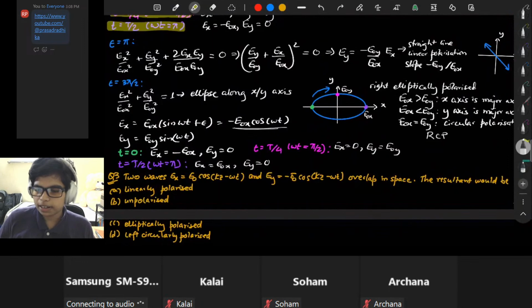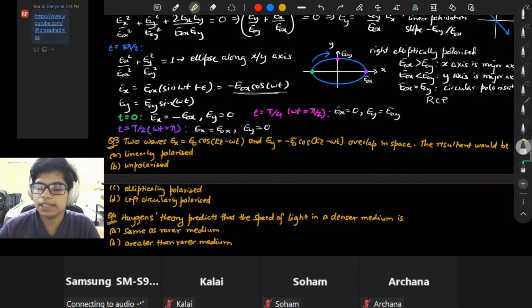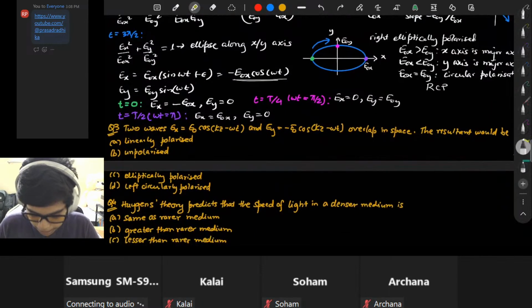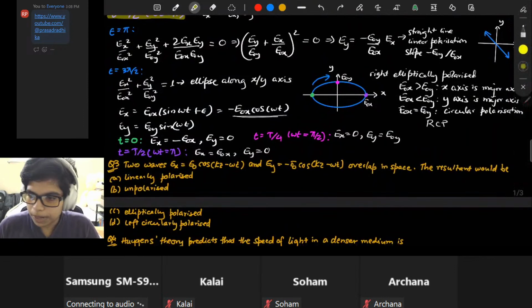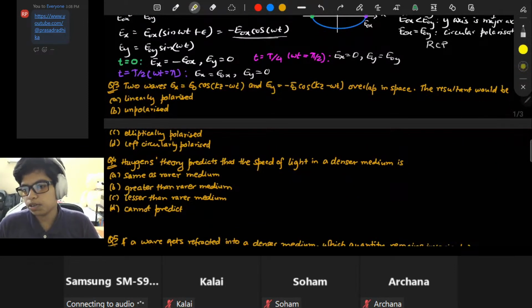Right now I've discussed this general procedure for finding the polarization, and this will be helpful to you in this next question, wherein you have to find the state of polarization given some electric fields. So let me relaunch the poll. This is the third question. Two waves, Ex equals E naught cos(kz minus omega t) and Ey equals minus E naught cos(kz minus omega t), overlap in space. The resultant would be A, linearly polarized, B, unpolarized, C, elliptically polarized, or D, left circularly polarized. Again, all of you, please take about a minute to answer this question using the procedure I have just described above.